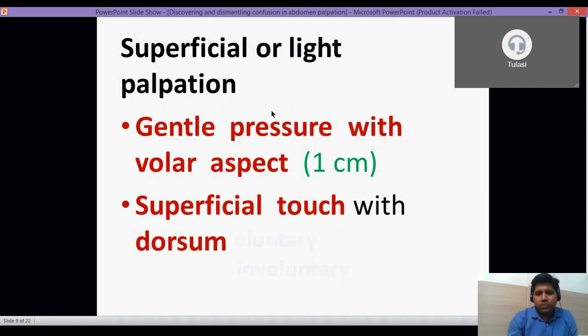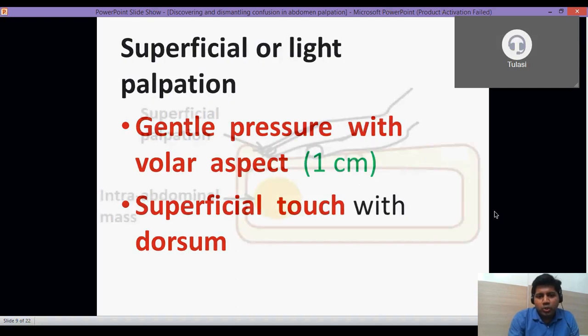Next is superficial or light palpation. This slide will focus on the technique. So what do you actually do when you're doing superficial or light palpation? First, you'll be using gentle pressure with the volar or palmar aspect, such that the fingers will depress the abdomen for 1 centimeter only, not more than that. Once this is done, you will use the dorsum of your hand, and this time there is no pressure, just a superficial touch, and this is to look for temperature. So this is for temperature and this is for tenderness. And there are other aspects of superficial palpation.